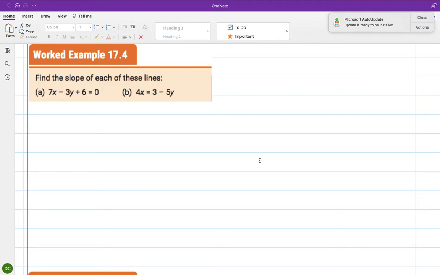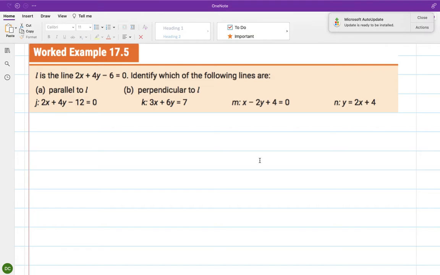Okay, I want to do this one. L is the line 2x plus 4y minus 6. Identify which of the following lines are parallel to L and which ones are perpendicular. So the only way you know if lines are either parallel or perpendicular is by looking at slopes. So we're going to get the slopes of all of these lines. I'll try and color code them. Here's the first one, the yellow one.